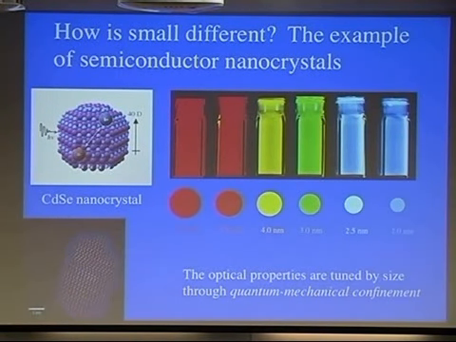This was discovered in '84 by a professor named Louis Brus, who was at Bell Labs at the time. He went to Columbia. Anyway, he won the Kavli Prize last year.